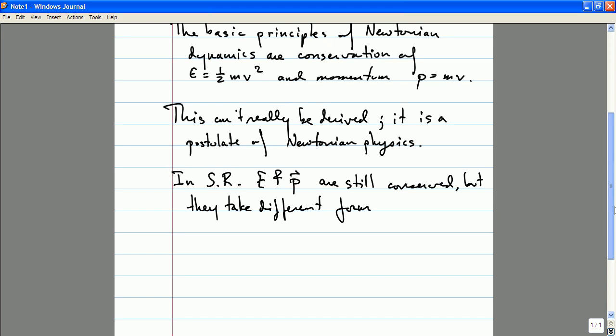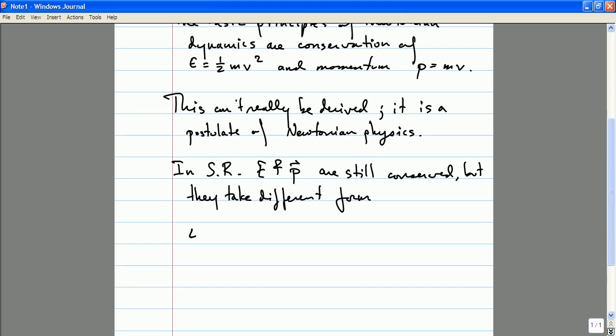In particular, the energy of a particle with some mass and velocity is no longer 1/2 mv squared, but rather mc squared divided by the square root of 1 minus v squared over c squared. And likewise, the momentum of a particle is no longer the mass of the particle times its velocity vector, but rather that quantity, again divided by this relativistic factor, 1 minus v squared over c squared.